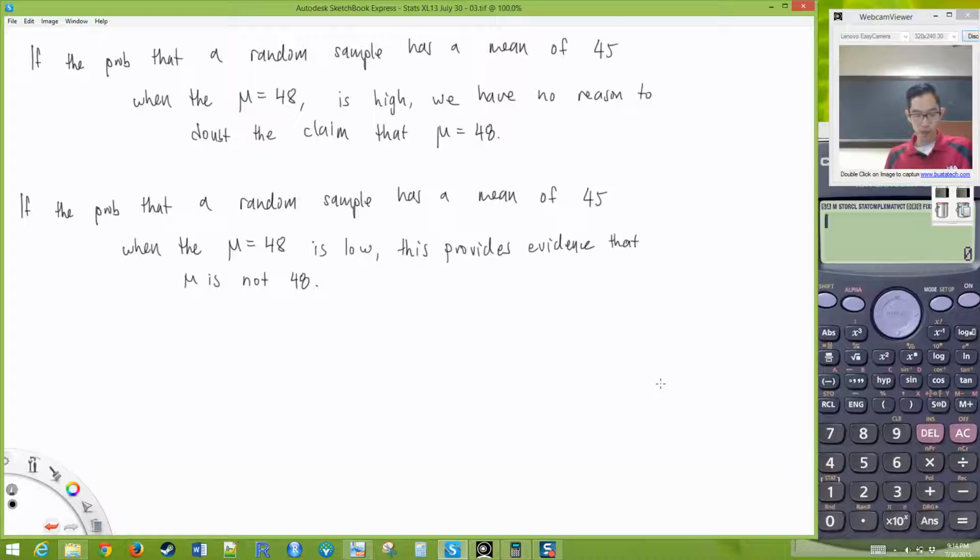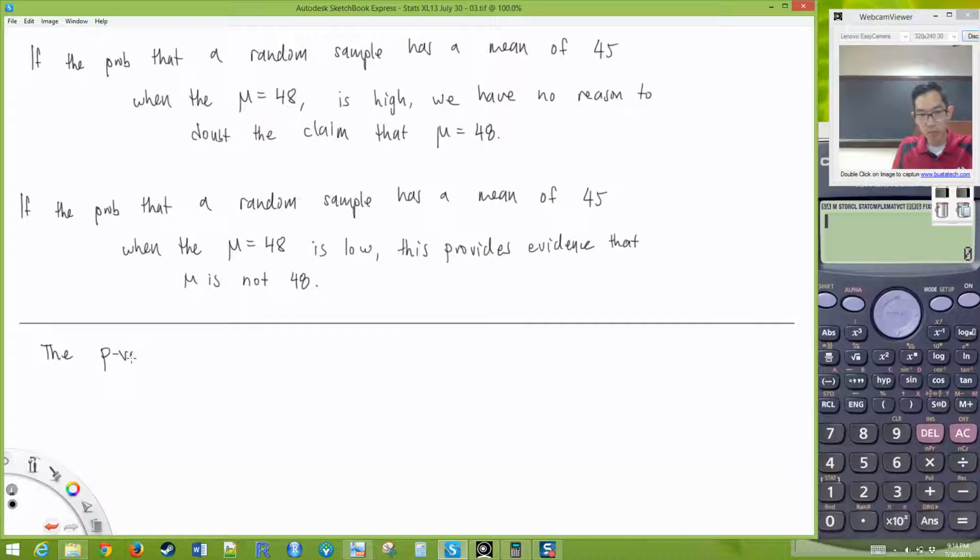So we'll get into the math later, maybe even next week. But I just want to lay the foundations for these concepts first. This thing, the probability that a random sample has a mean of 45 when mu equals 48, is known as the p-value. The p-value is a probability.